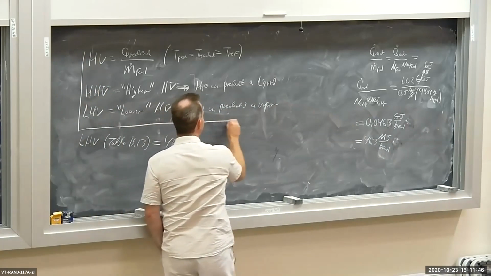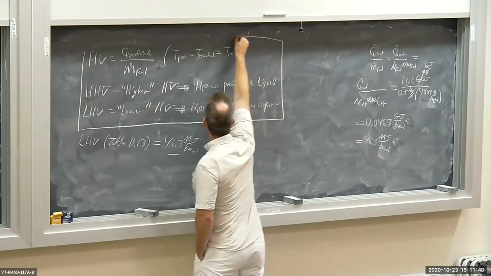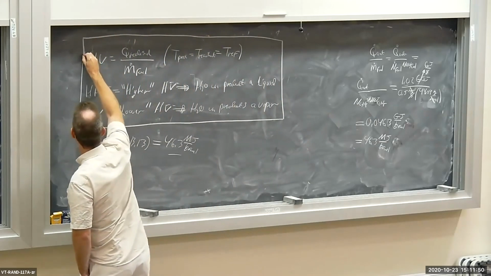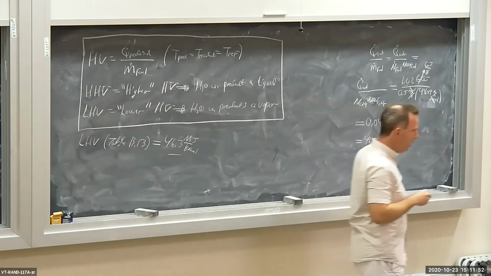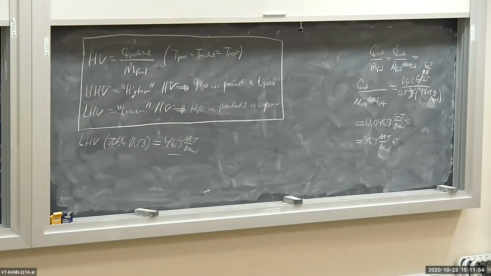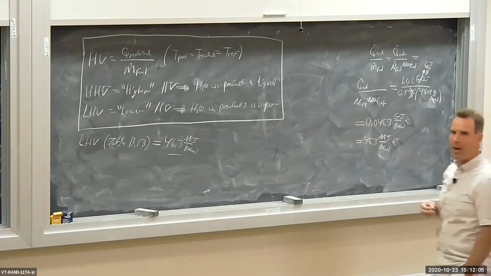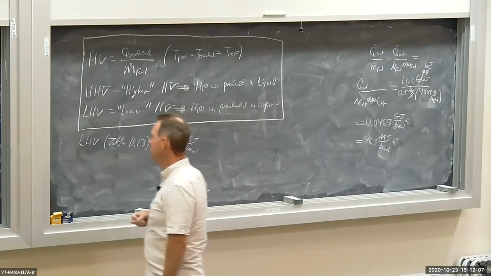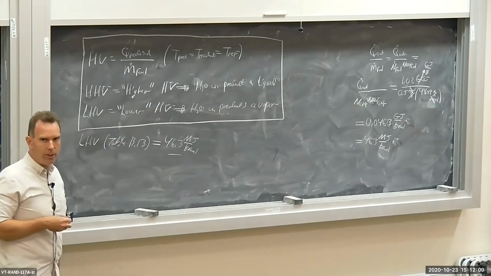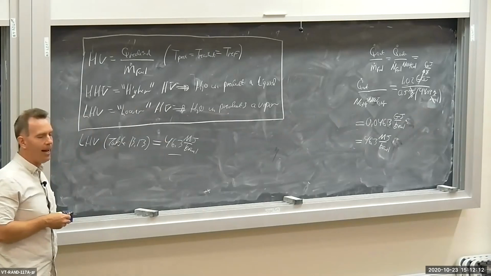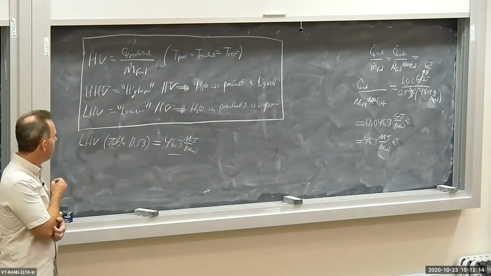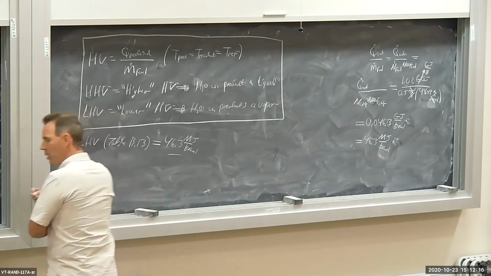This is the definition of heating value. Lower heating value, the H2O in the products is a vapor. Higher heating value, the H2O in the products is a liquid. And the definition of heating value is the heat released per unit mass flow, where the products and the reactants are both at the reference temperature 298. Okay? All right, that's all I got to say for today.